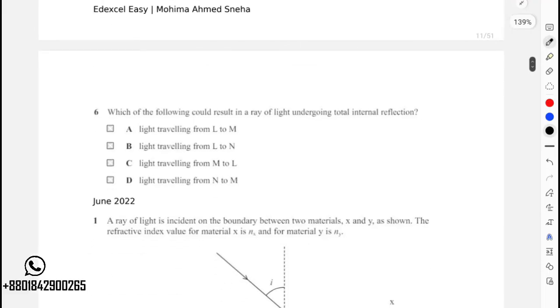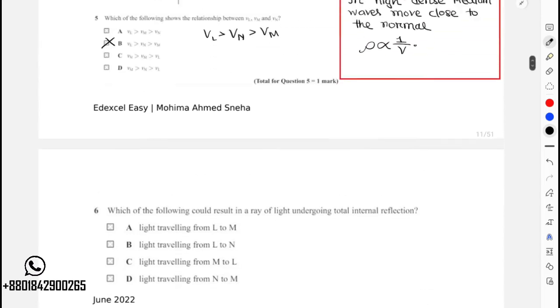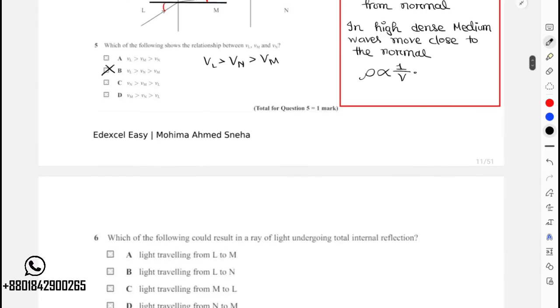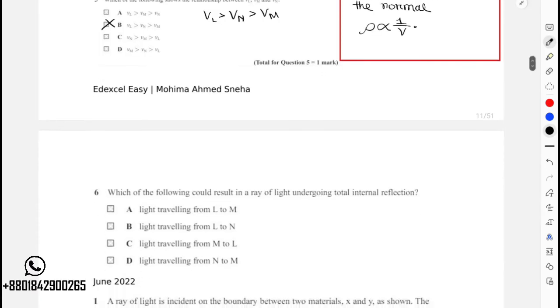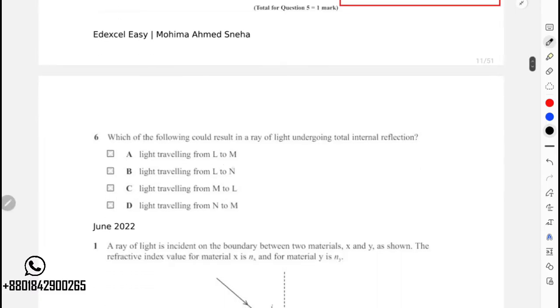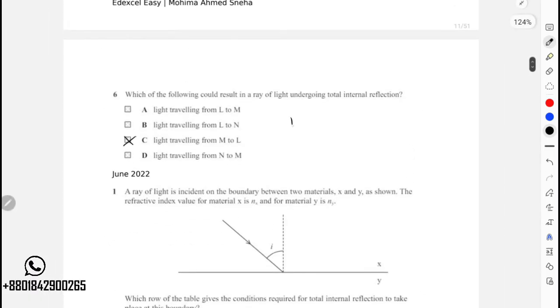Which of the following could result in a ray of light undergoing total internal reflection? Okay. For total internal reflection, obviously that light must pass from high dense medium to low dense medium, right? So in that case, from M to L or M to N, both can create total internal reflection. Light traveling from M to L, right? This is your answer, M to L, from high dense medium to low dense medium. So option C is your correct answer. I should write this down. High dense medium to low dense medium. Okay.